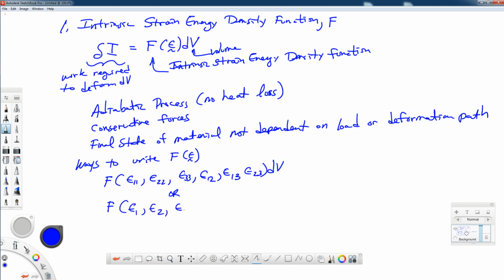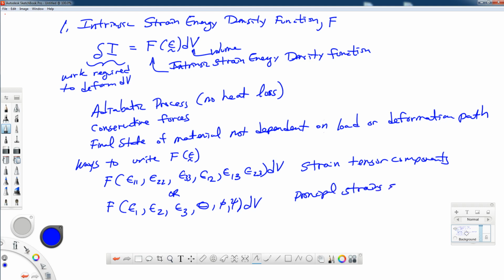Epsilon 1, epsilon 2, epsilon 3, and the angles that it takes to get to those particular directions. We call these angles maybe theta, phi, and psi. So either way, it kind of depends on what we're looking at as to which form we might want to use.